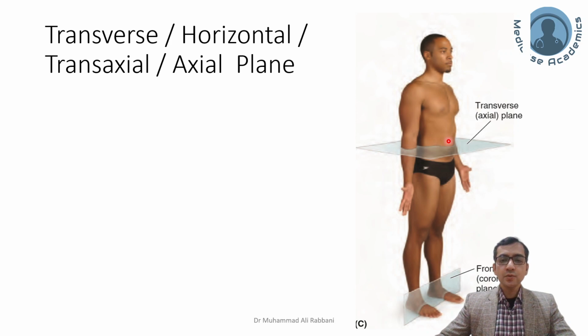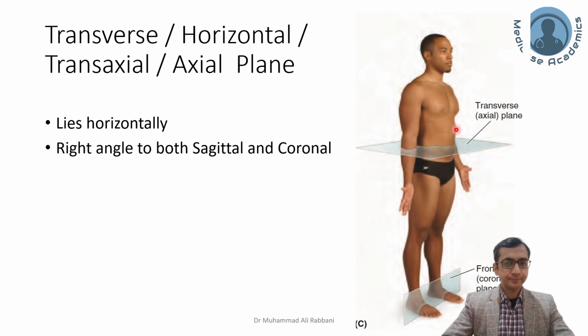Then is the transverse or horizontal plane. There are multiple names for it: transverse plane, axial plane, transaxial plane, horizontal plane. All of the names are indicating the same plane. So this plane is horizontally placed parallel to the ground, and it will be at right angles to both the sagittal plane and coronal plane. So this is the transverse plane or axial plane.